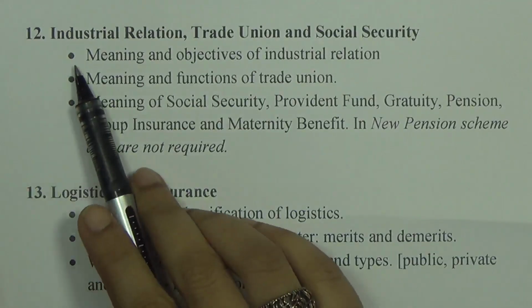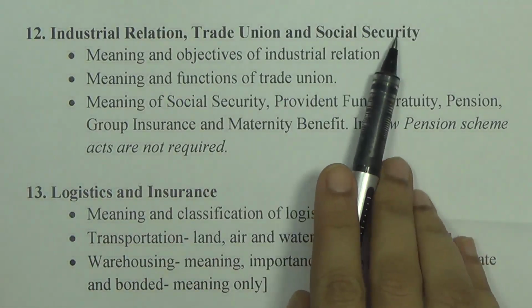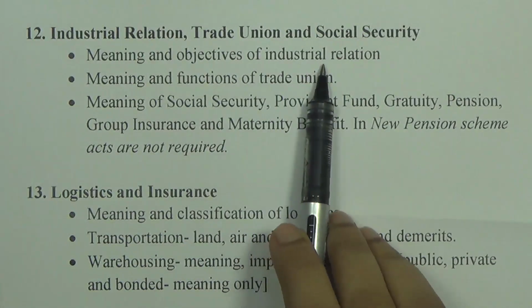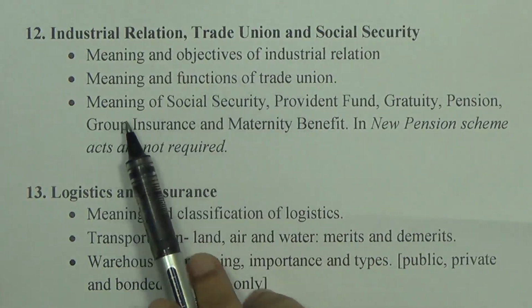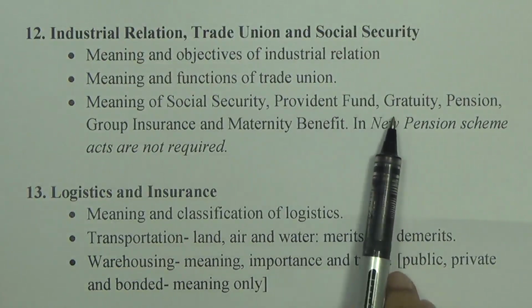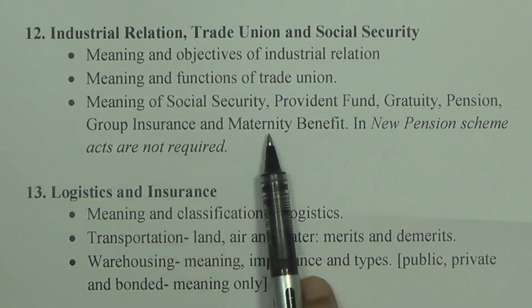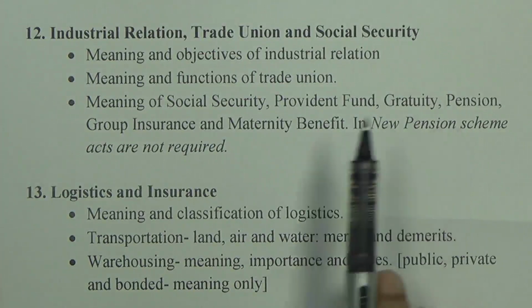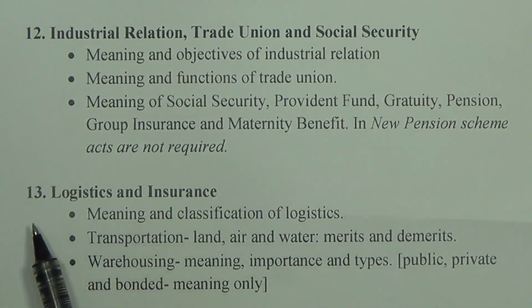Chapter number 12 includes industrial relations, trade union and social security. Let's look up the topics. Meaning and objectives of industrial relations, meaning and functions of trade union, meaning of social security, provident fund, gratuity, pension, group insurance and maternity benefit. In the new pension scheme, acts are not required. You just need to know its meaning.